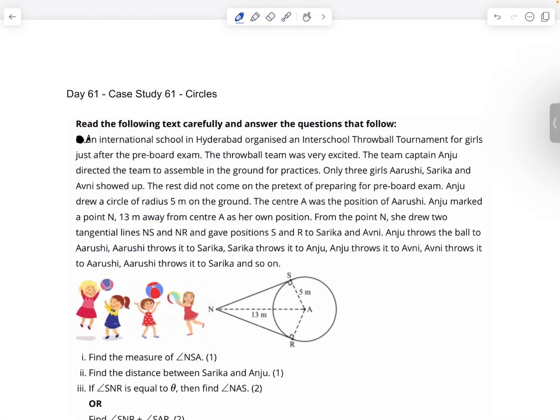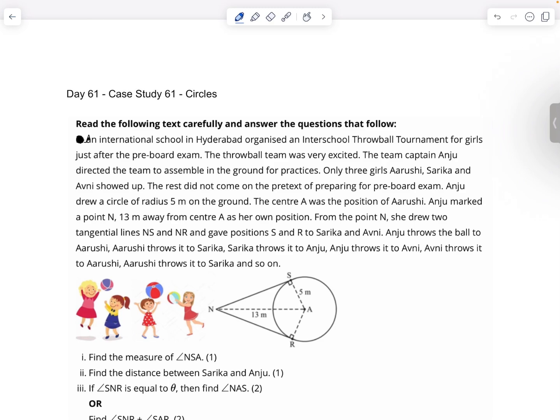The question goes like this. Read the following text carefully and answer the questions that follow. An international school in Hyderabad organized an inter-school throwball tournament for girls just after the pre-board exam. The throwball team was very excited. The team captain Anju directed the team to assemble in the ground for practices. Only three girls, Arushi, Sarika and Avni, showed up. The rest did not come on the pretext of preparing for pre-board exam.